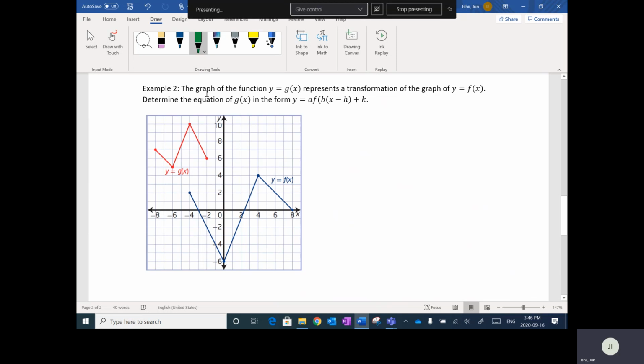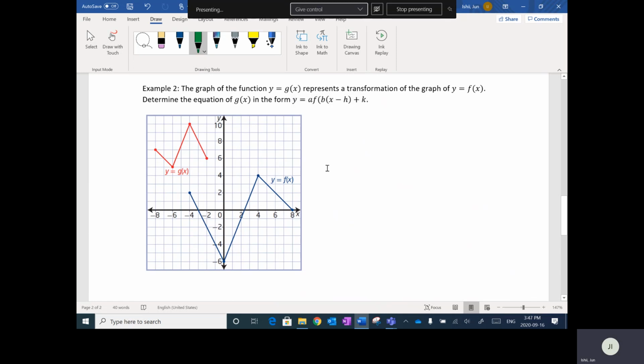So what's happening here is the graph of y equals g of x, the red one here, represents a transformation of the graph of y equals f of x. The blue one here is the original, and then it's been transformed, and the red one here is the new graph. So what we want to do is determine the equation of g of x in the form y equals. We want to write it as an equation.